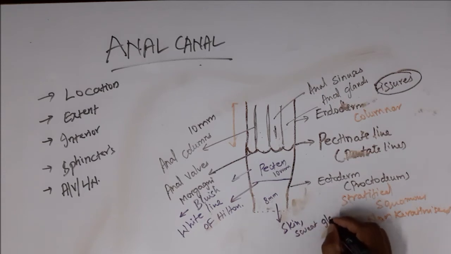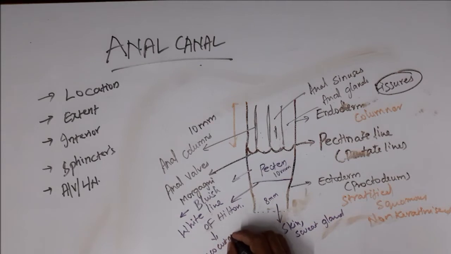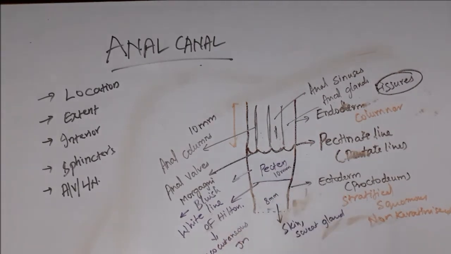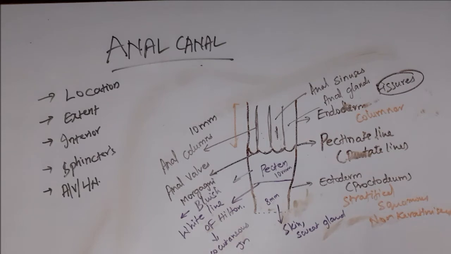So the importance of this white line is that it is the mucocutaneous junction. Which is the mucous part? The pecten has mucous lining, whereas the region below that is lined by skin, and in that we have sweat glands, sebaceous glands and hair follicles. So that is the internal part of the anal canal.